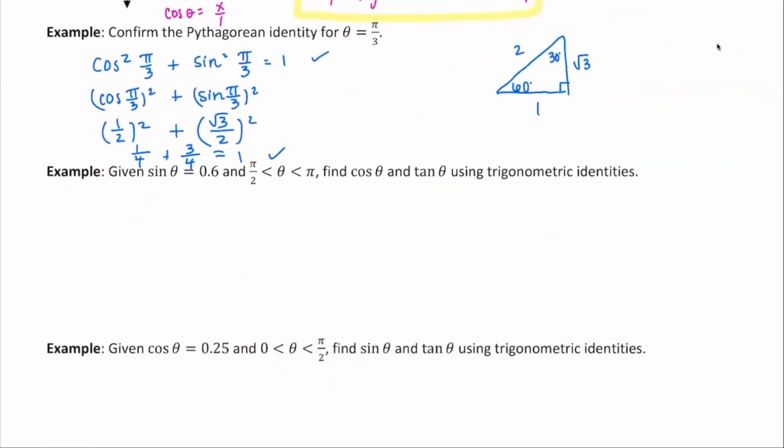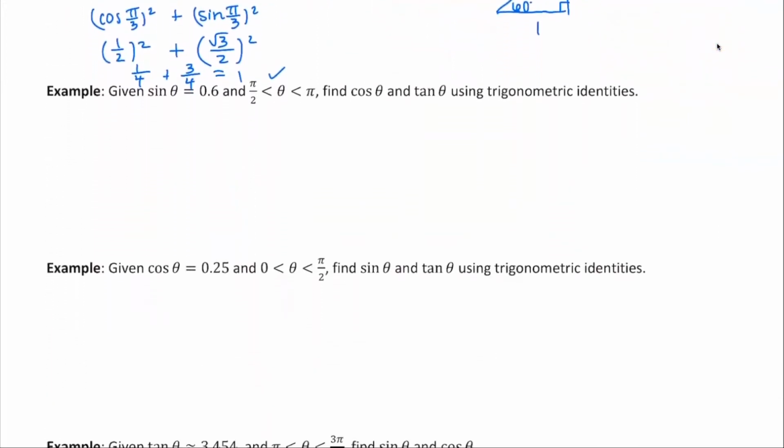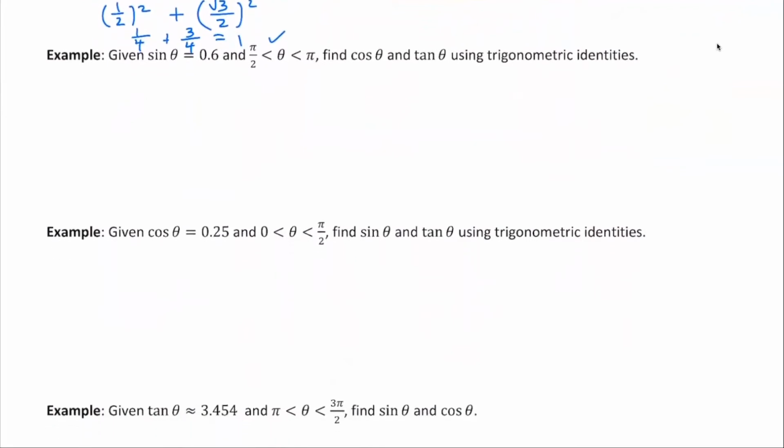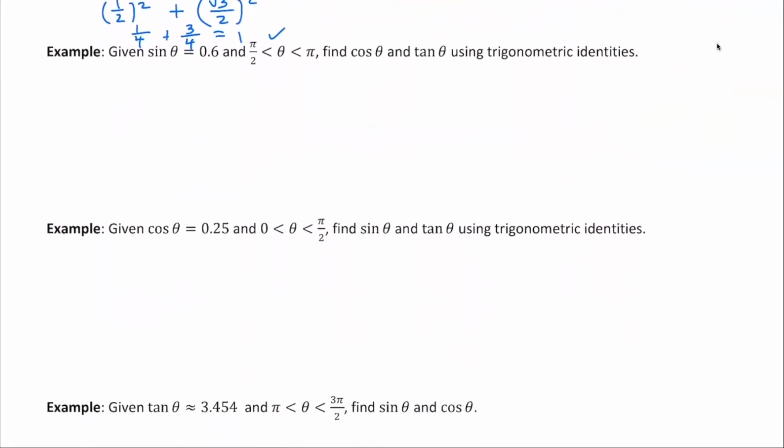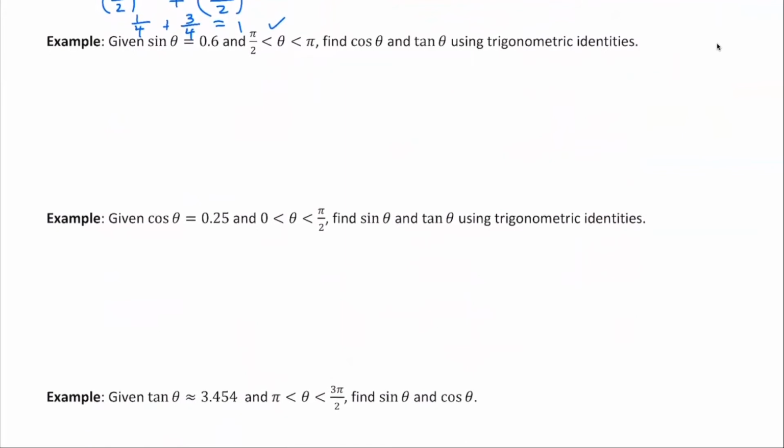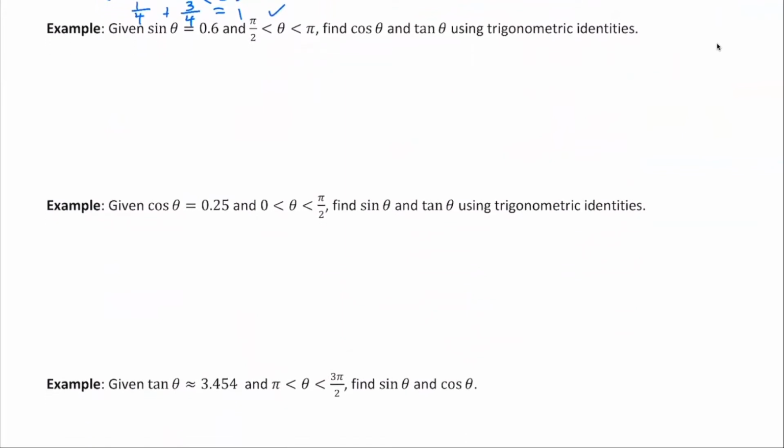All right, another way that we can use these identities is to solve for other trigonometric ratios or functions. So in this next example, we're given sine is equal to a value, and we're also given some information about where theta lies. So if you remember from our work from last week, on our coordinate plane in the different quadrants, we know different functions are positive and negative.